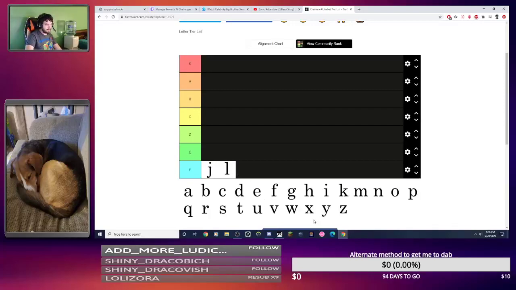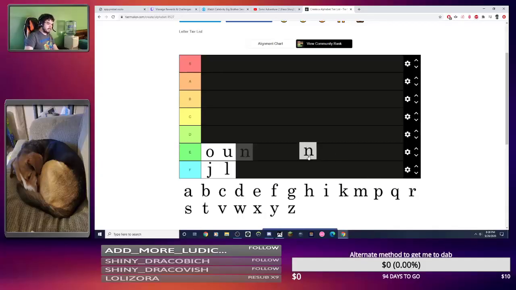So we're gonna move on to the E tier, which I think should be the most boring letters, meaning O, U, and N. O, it's a circle. Who gives a shit? U, it's an upside down N. N, it's an upside down U. What are they both? Horseshoes.